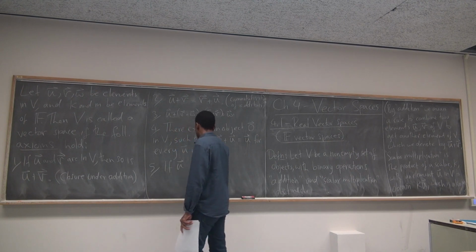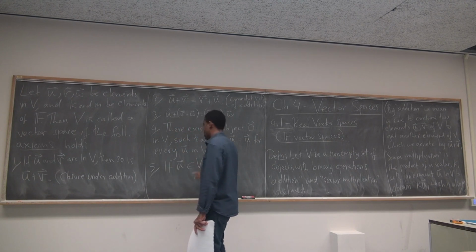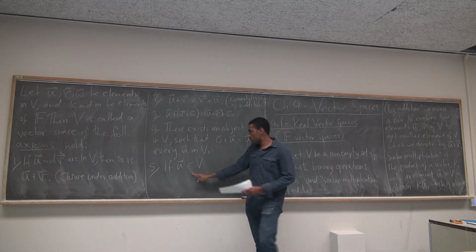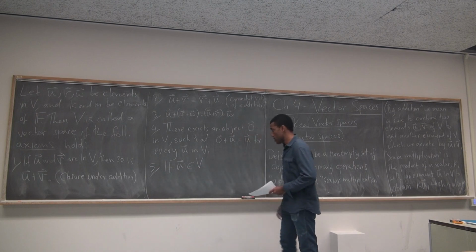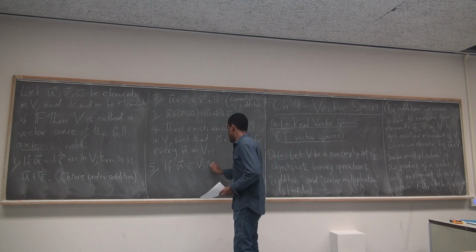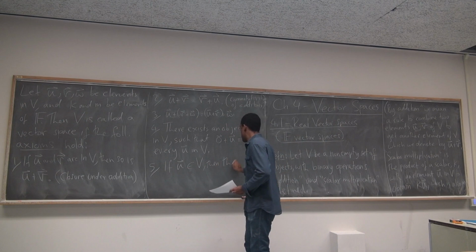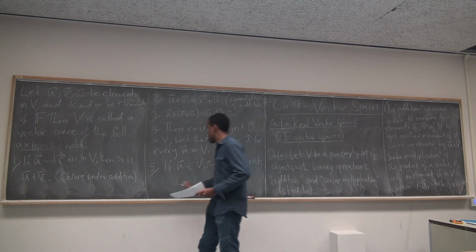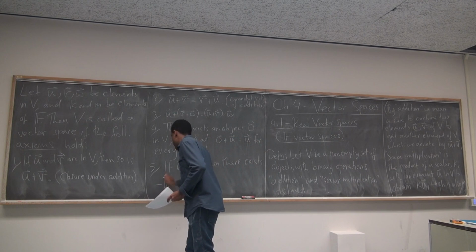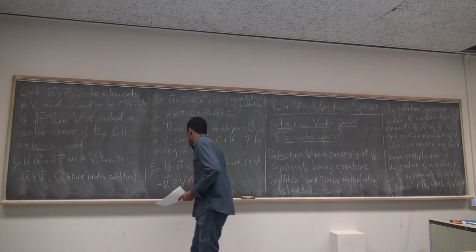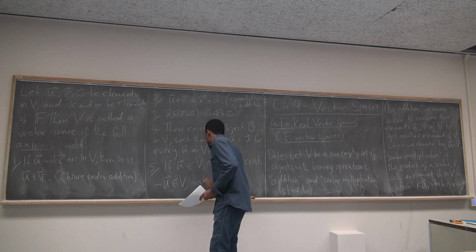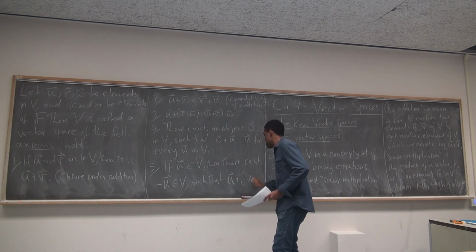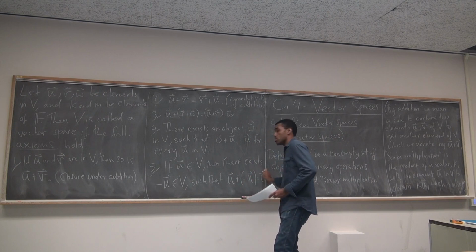Five, if U, we know this notation, right? An element of the set. Okay. So if U is an element of V, if U is someone in V, then there exists a guy, which we will call minus U, in V, such that U plus minus U equals 0.